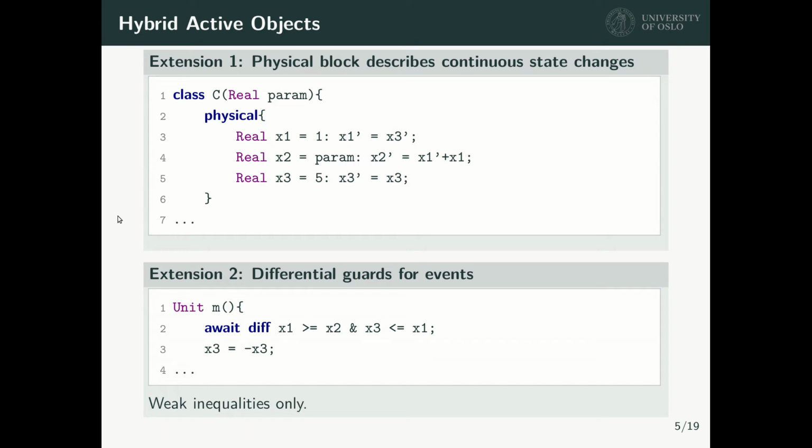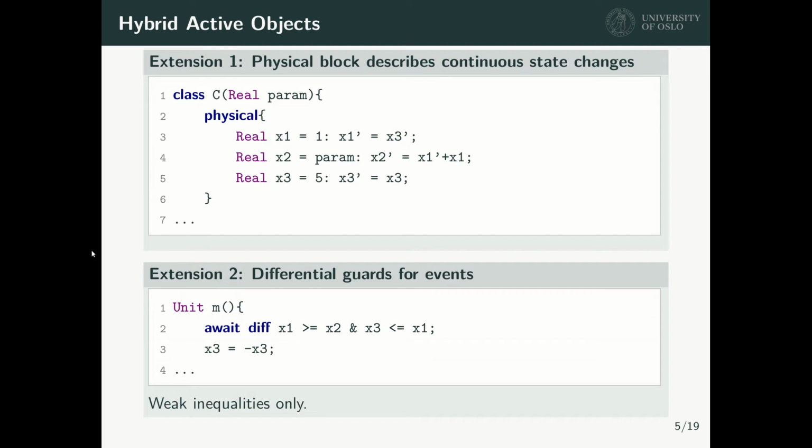To have a hybrid extension, we need to do two things. First, we need to somehow describe what the behavior is, and we describe the behavior on object level. So each class has a special physical block, which describes physical variables, which are described by the initial value at creation and an ODE. So we always have the same number of ODEs as physical variables, and we can refer to other fields in our initial conditions. So this here says I have a variable x1, I have a variable x2, I have a variable x3. x3 starts at 5 and then follows this ODE, and x2 follows this ODE, and x1 follows this one.